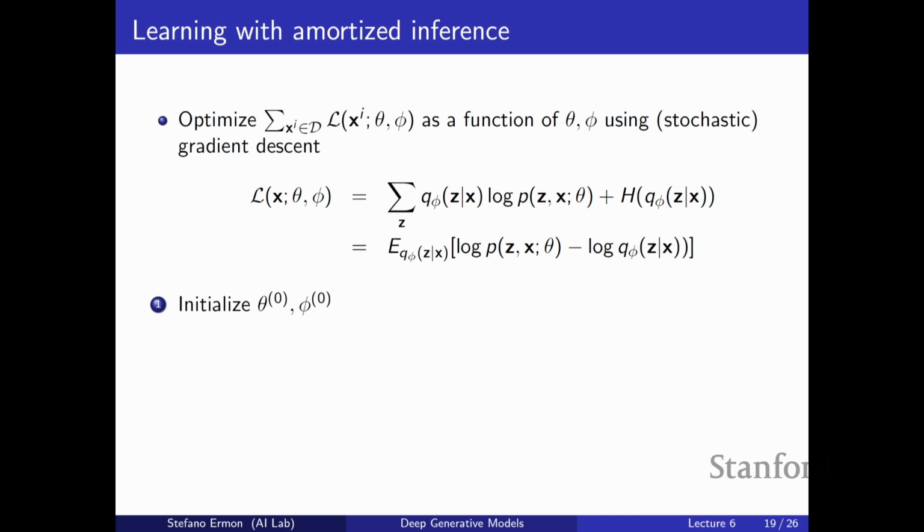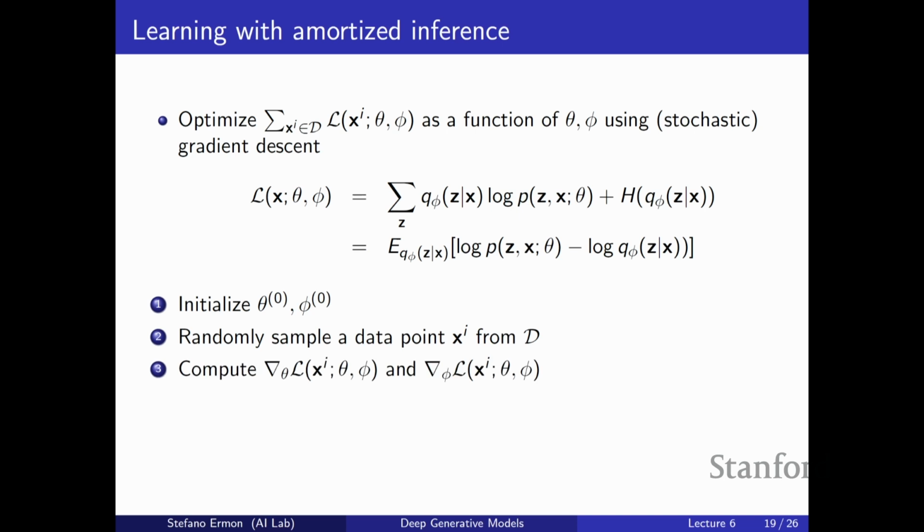So you initialize the decoder and the encoder somehow. And then what you would do is randomly sample a data point. Then there is going to be a corresponding ELBO for that data point. And what you can try to do is figure out how you should adjust theta, the decoder, and phi, the encoder, to maximize the ELBO for that particular data point. This expression is just like what we had before, except that the variational parameters are produced through this neural network, which is the encoder. And you can just backprop through that additional neural network to figure out what this gradient should be.